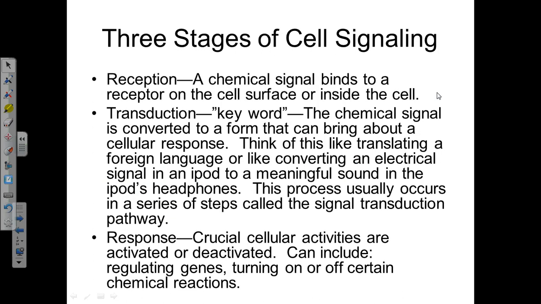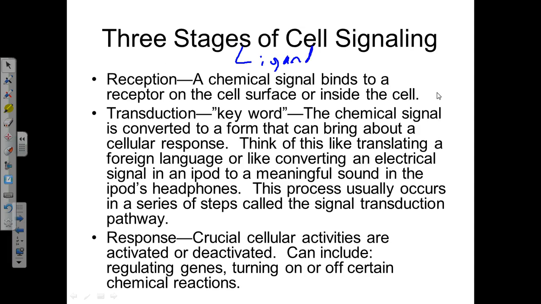So I told you when we went through this the first time, this is the most important slide in the whole PowerPoint. The 3 stages of cell signaling. The last 2 or 3 AP tests, there's been a free response question almost directly related to this slide in one way or another. Step 1 in cell signaling is reception. What's the generic word for a signal? Ligand. Right? So the ligand binds to a receptor.